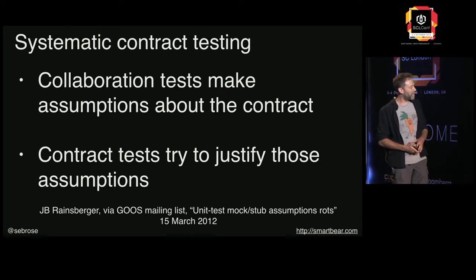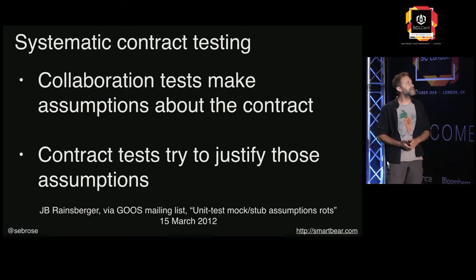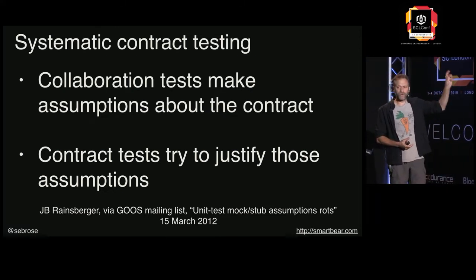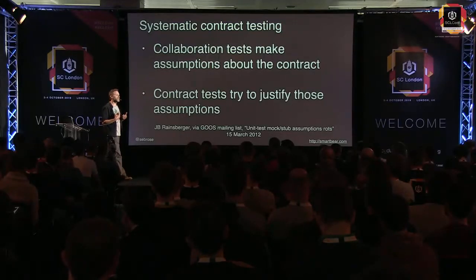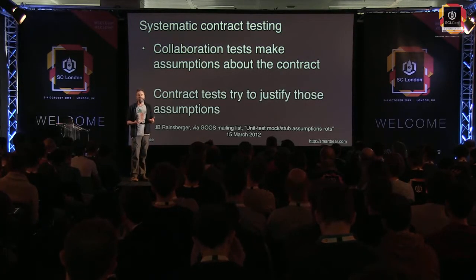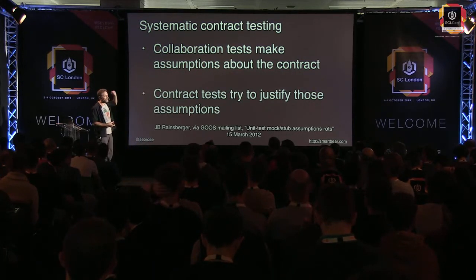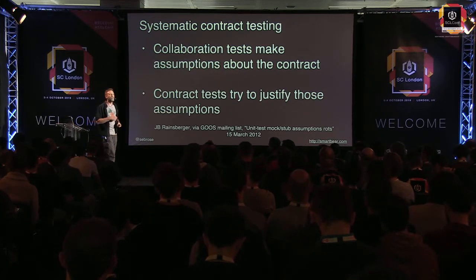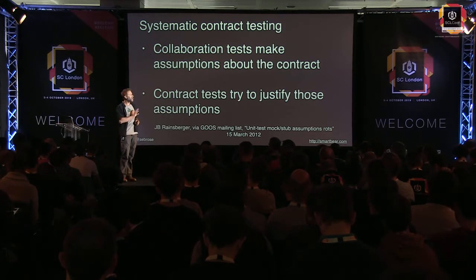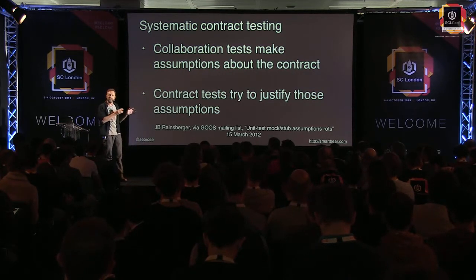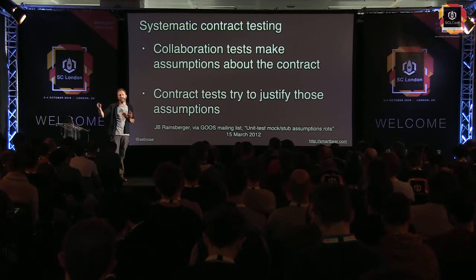Anyway, what JB was explaining on the mailing list all those years ago was that if you're going to do contract testing, you need to be systematic about it, systematic in your working practice. He's not talking about any special tooling. What he basically says is that every time you write a unit test and you're stubbing bits out, you are making assumptions about the contract that your component is entering into with the component on which it's dependent. The idea of the contract test is to justify, or give yourself confidence, that those assumptions are true.